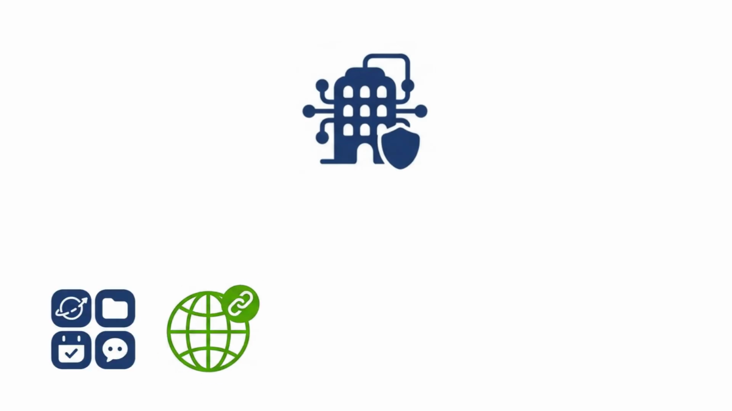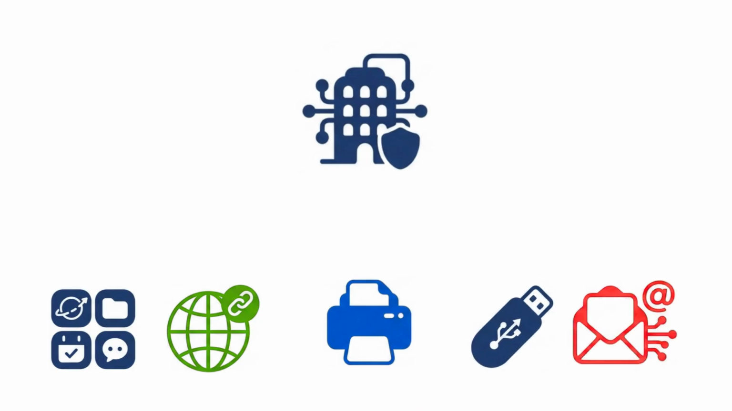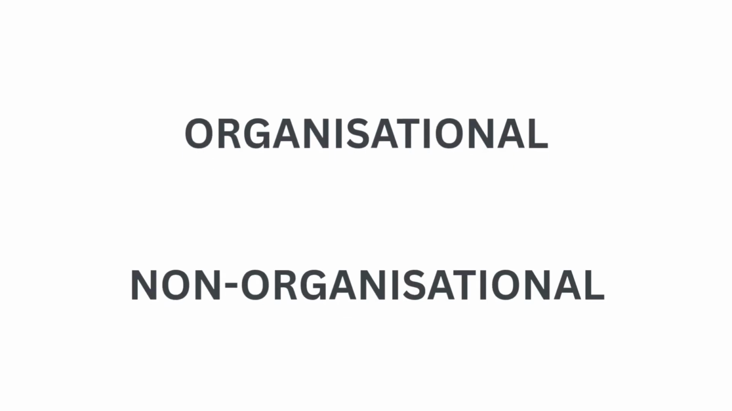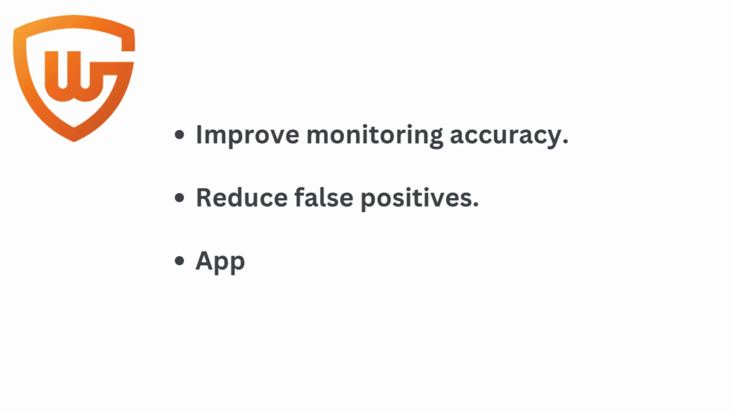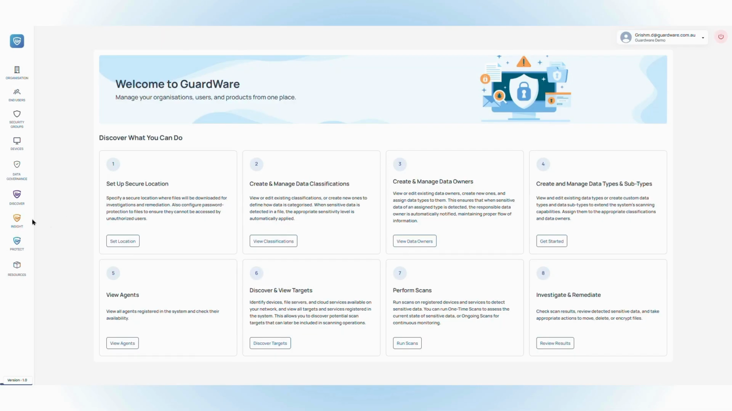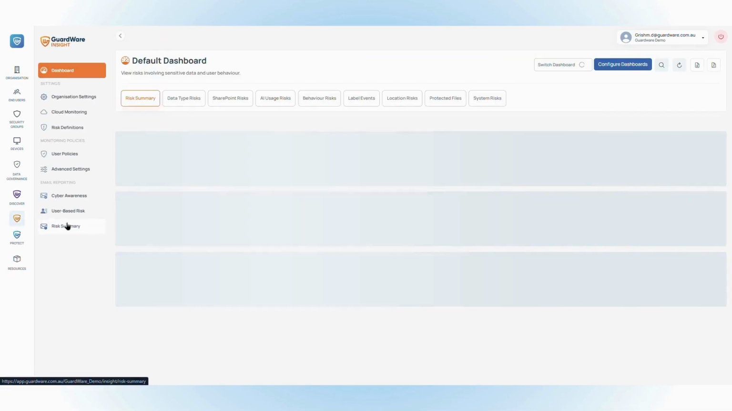Organization settings is where organization-wide resources, applications, websites, printers, USBs, email domains, and more get classified as organizational or non-organizational. These classifications improve monitoring accuracy, reduce false positives, and allow policies to apply differently depending on whether a resource is trusted or not. Navigate to Insight, then Organization Settings.